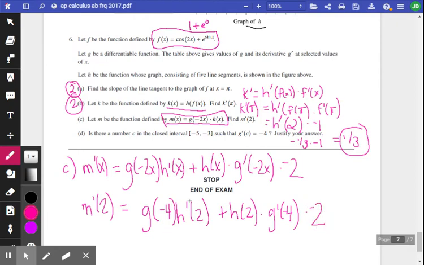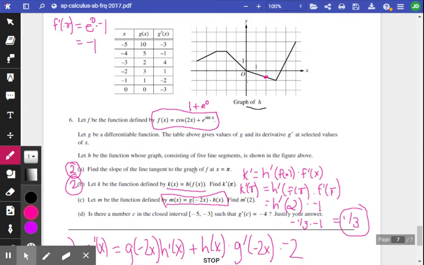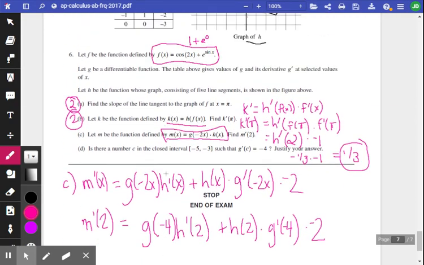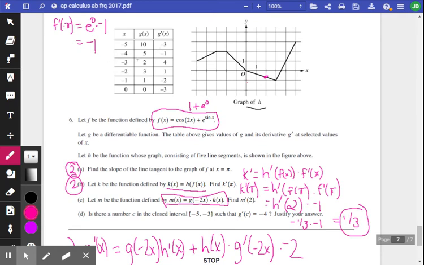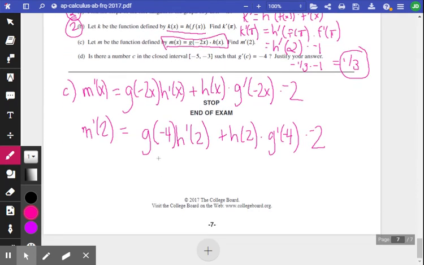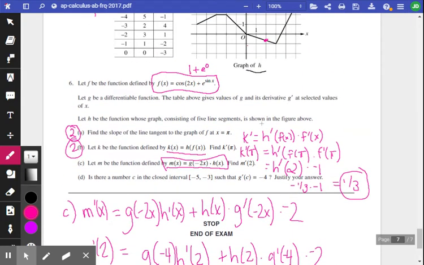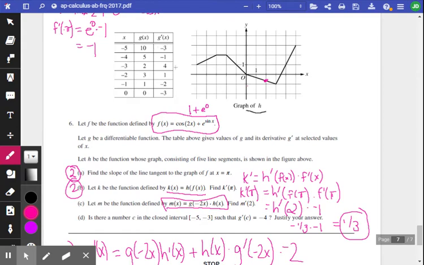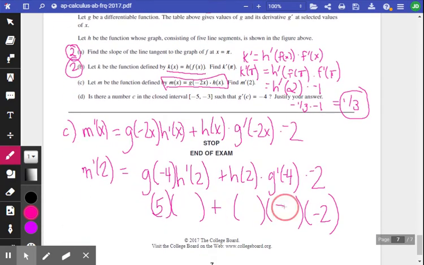Okay, so let's go figure out what these are. I'm going to be scrolling up and down. So g is all on the table. That's great. So g of negative 4 is 5. So this is 5. I'm just going to do this because I'm using the table. What's g prime of negative 4? I'm going to get that as well. G prime of negative 4 is negative 1.